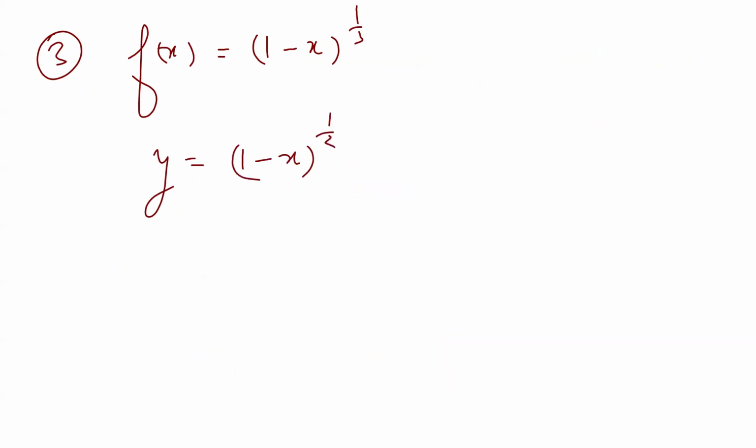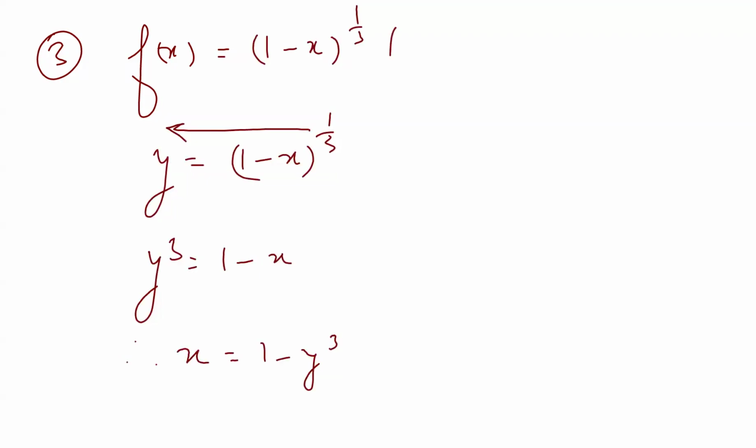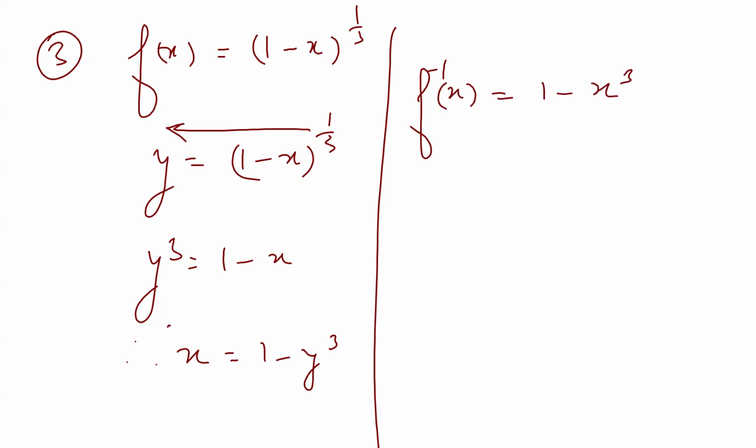F of x is equal to 1 minus x raised to 1 by 3. So y is equal to 1 minus x raised to 1 by 3. 1 by 3 power, if it is going on the other side, it will become 3. Therefore, x is equal to 1 minus y cube. So f inverse of x is equal to 1 minus x cube. X in terms of y, then replace y with x. That was question number 3. Let us go to question number 4.